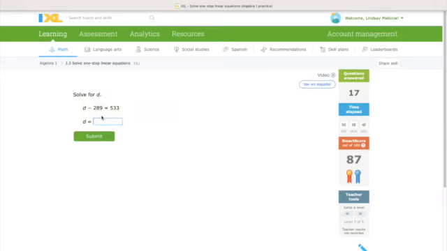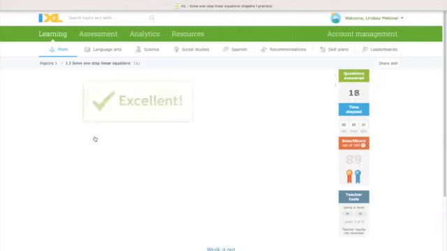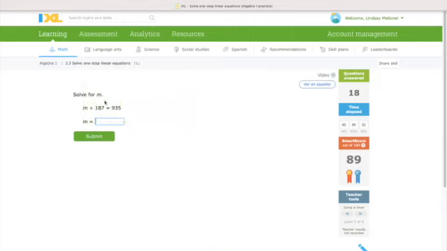I'm going to do the opposite of subtract 289, and I'm going to add 289 to both sides. So 533 plus 289 is 822. I'm solving for m. Because it says plus 187, I'm going to subtract 187. So I have 935 minus 187, and that gives me 748.